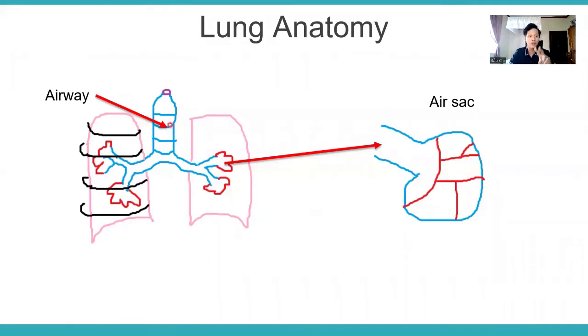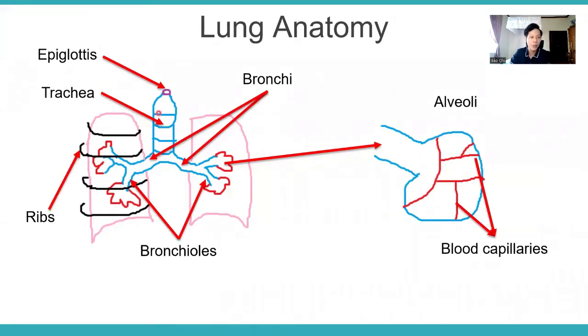We have two main parts of the lung: the airway, like a pipeline, and the air sac, like a balloon. In the airway, we have the trachea and two bronchi, and the bronchi are further separated into bronchioles, which you can see right here. At the end of the bronchioles, we have the air sacs called alveoli, and on the surface of the alveoli are the blood capillaries, which are responsible for the oxygen exchange into the blood.